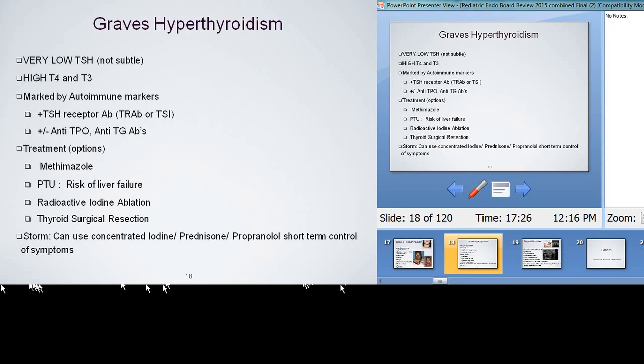The other thing we'll see is the stare, where the lid is peeled back from the eyes, and also you get proptosis, where the eye looks like it's falling out of the eyeball.